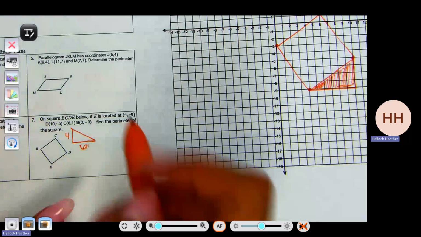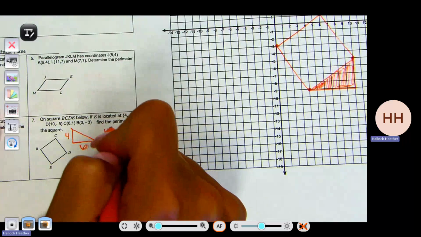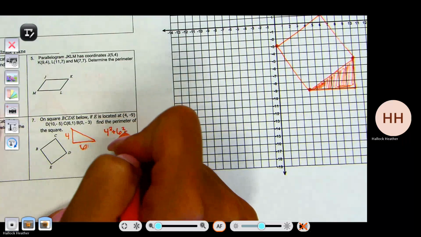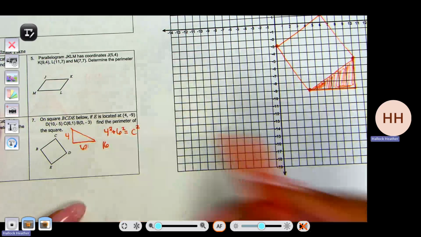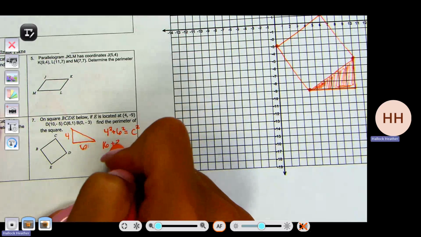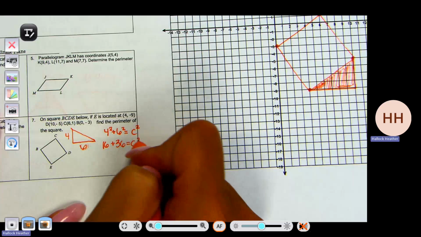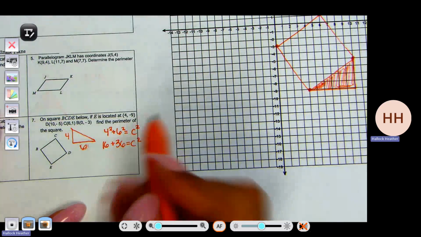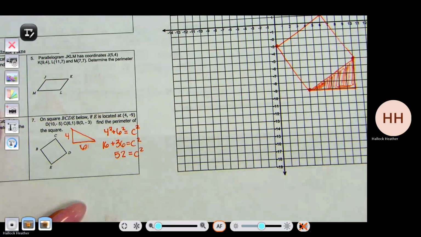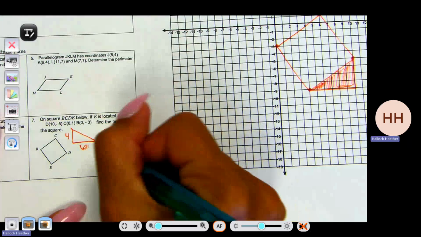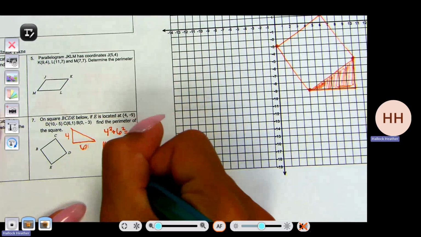So we're going to do 4 squared plus 6 squared. 4 squared is 16 plus 36. When you add them, you get 52. Don't forget, you have to square root. And then we're going to round roughly, say 7.2.